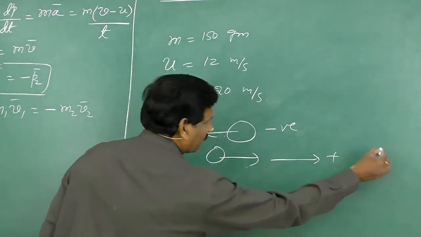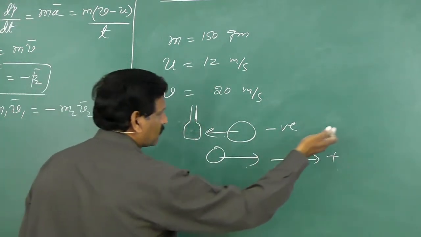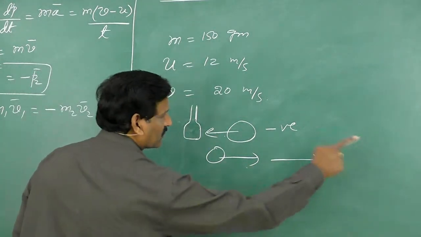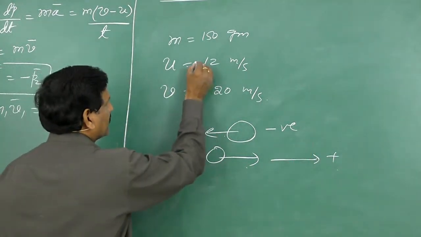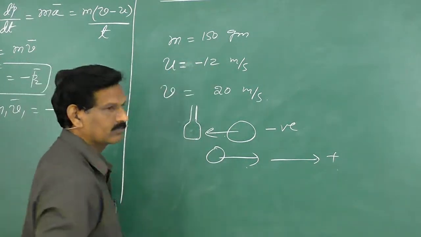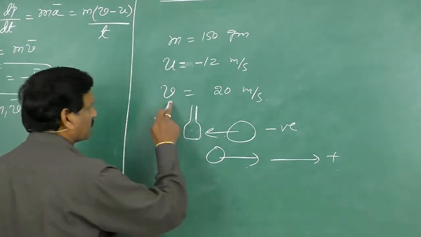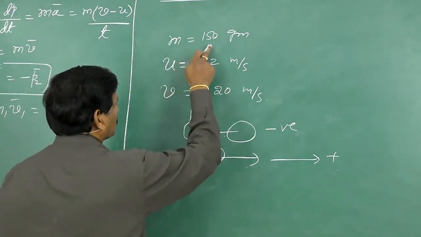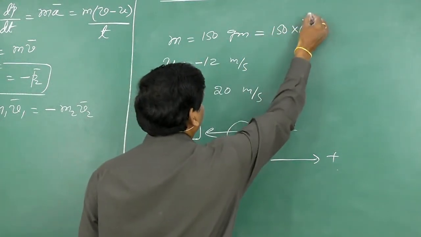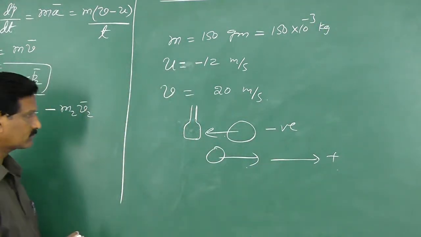So if you take the final motion in the positive direction, initial motion will be in the negative direction. So if v is positive, this is v, the final velocity, and u is negative here. So the initial velocity of the ball is minus 12 meter per second, the final velocity of the ball is 20 meter per second, and the mass is 150 gram. 150 gram you can write like this, 150 into 10 power minus 3 kg. Gram should be converted into kilogram.